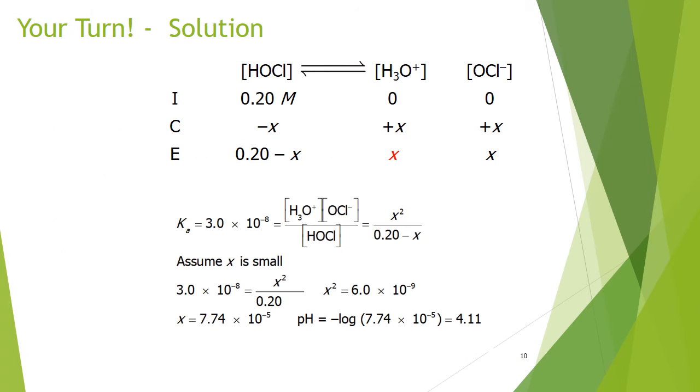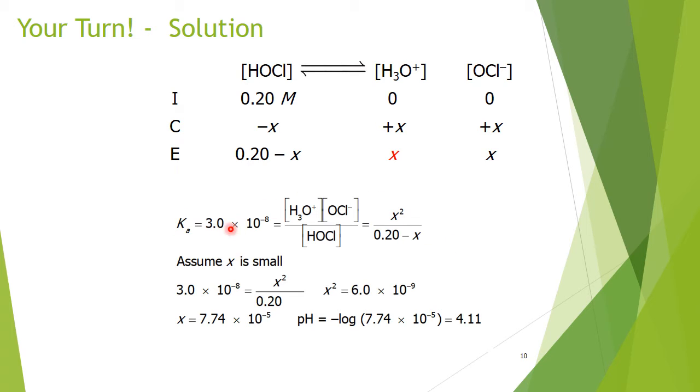All right, so here's the table. Here's the reaction. You start with 0.2 molar and 0 and 0. So you lose X, gain X, and gain X. Again, that's because there's a 1 in front of here. If there was a 2, you'd have to put a 2 here. And then the equilibrium is 0.2 minus X, X, and X.